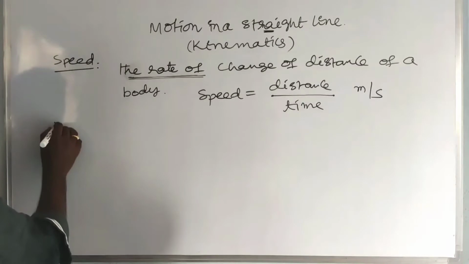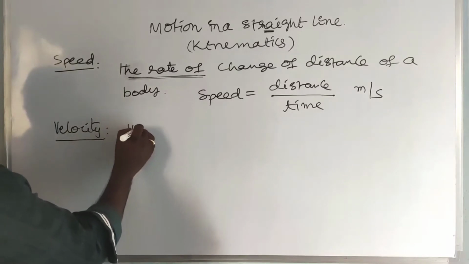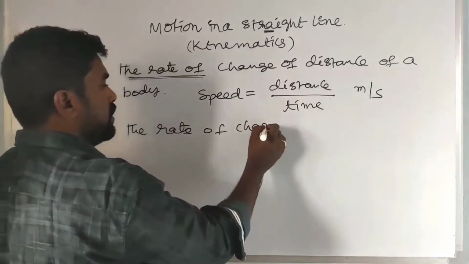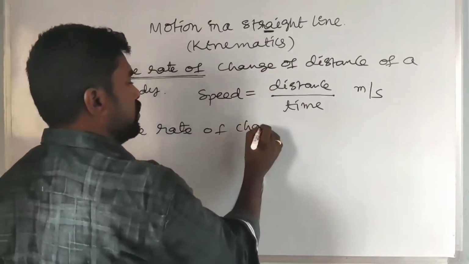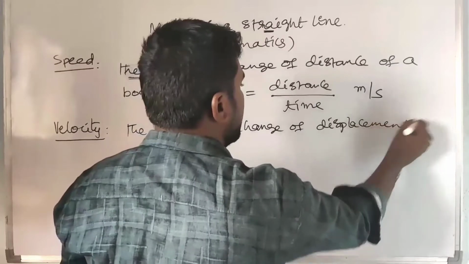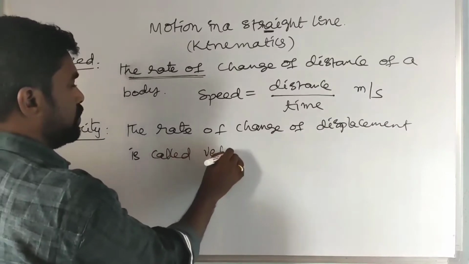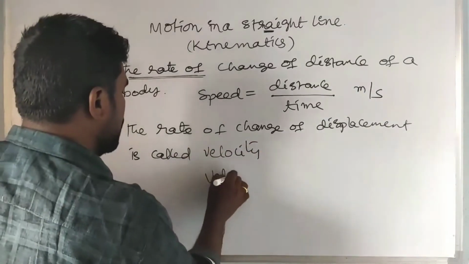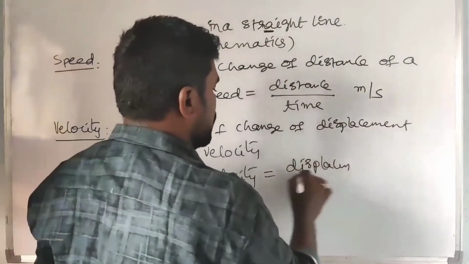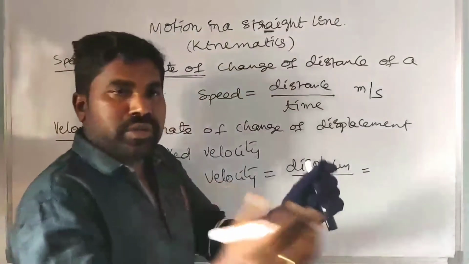And now coming to velocity. What is velocity? Velocity is nothing but the rate of change of displacement. The rate of change of displacement is called velocity. So velocity is equal to displacement by time. And displacement is nothing but the change in the distance between the 2 positions.